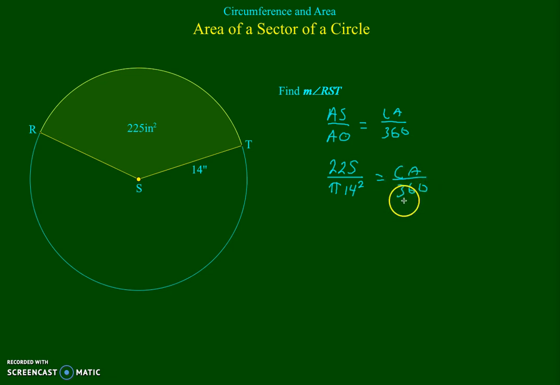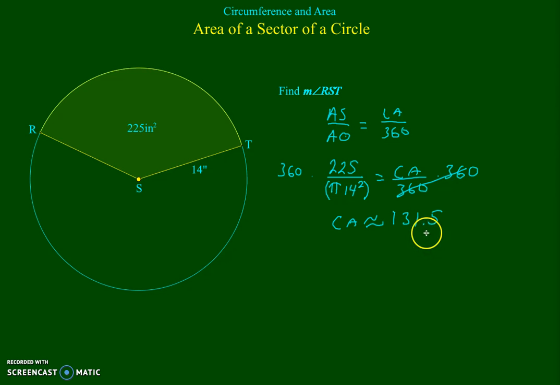This is a fairly straightforward one. All we have to do here is multiply both sides by 360. All right, this goes away, and our central angle is approximately, remember, always put multiple terms in the denominator in parentheses, 131.5.